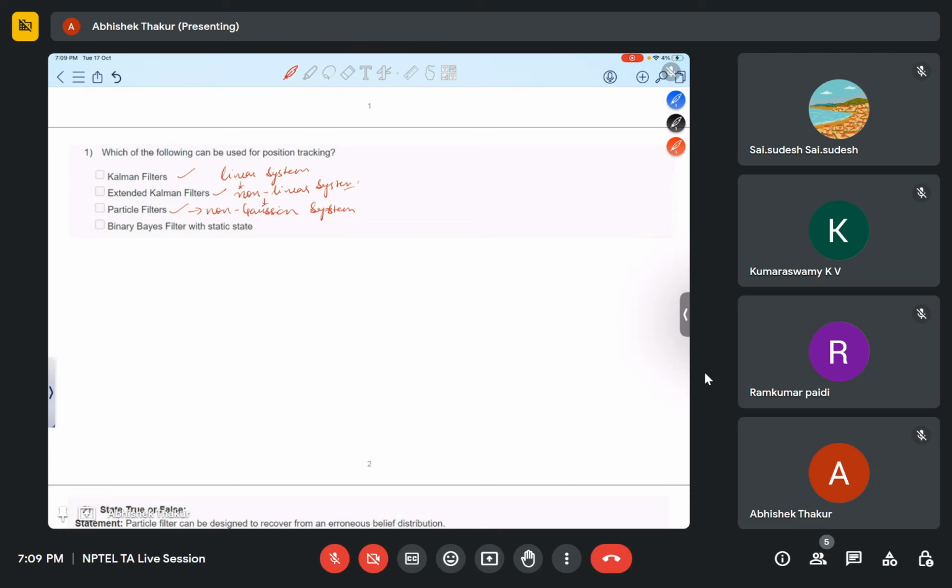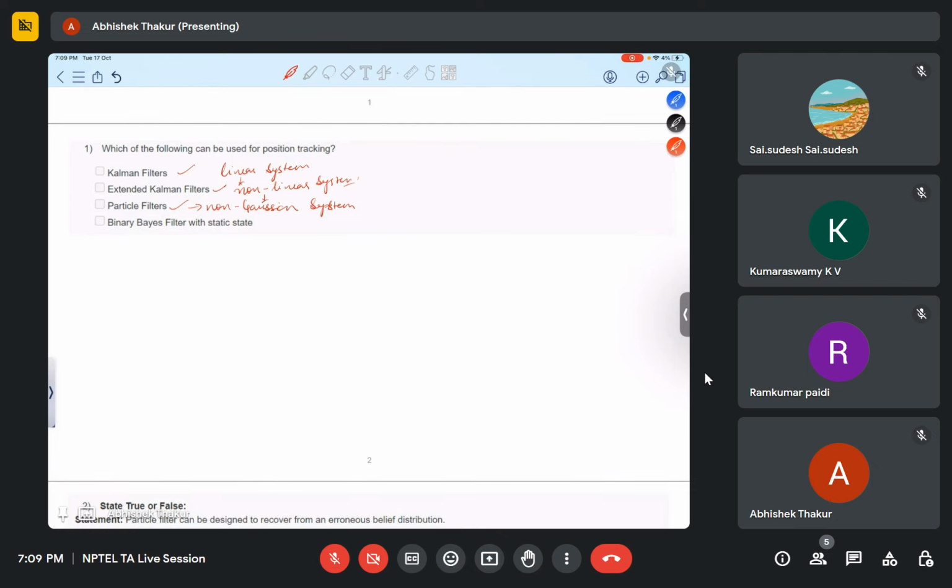So for linear systems, Kalman filters can be used for tracking position. For linear and non-linear system, extended Kalman filters can be used. And particle filters are used for linear, non-linear, Gaussian, non-Gaussian system as well.